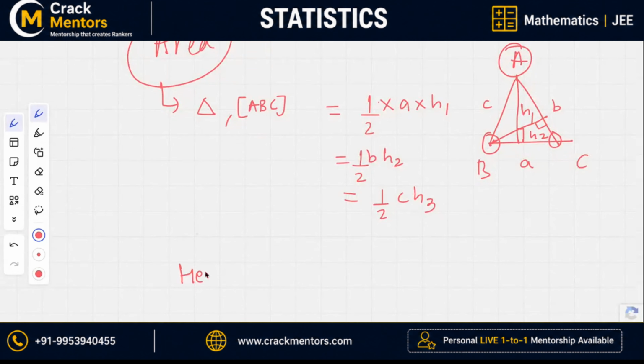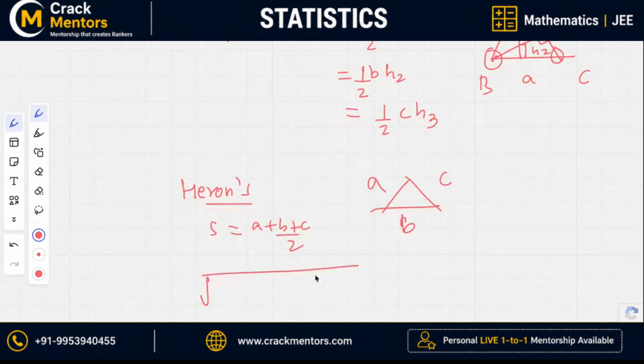Okay, then you have something called Heron's formula. Let's say triangle BAC. You find the semi-perimeter, which is A plus B plus C by 2, half of the perimeter. Area is the square root of S times S minus A, S minus B, S minus C.